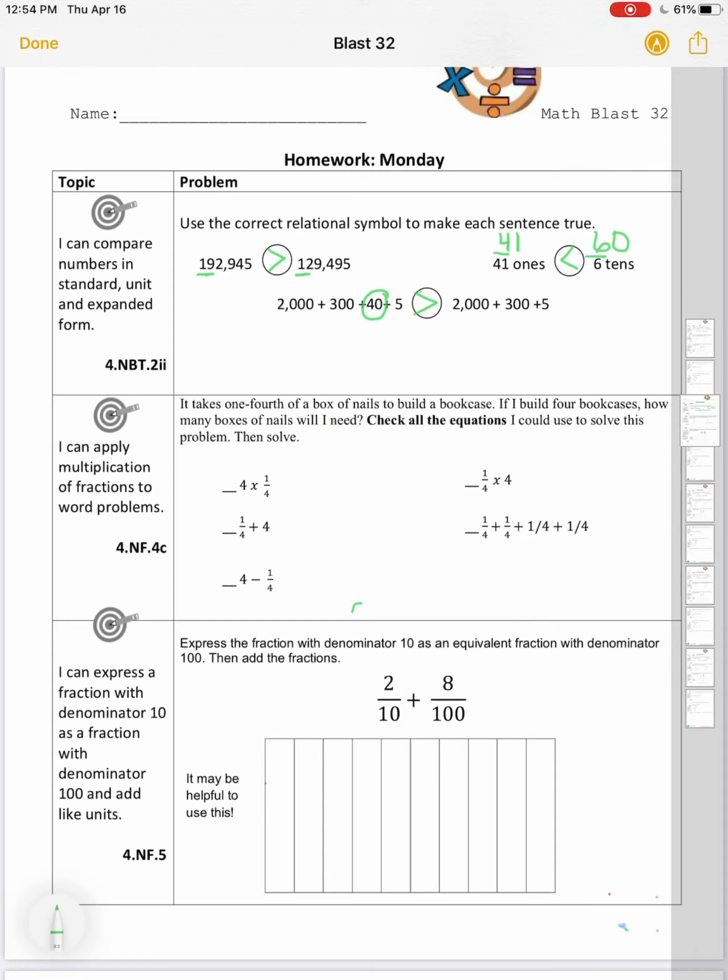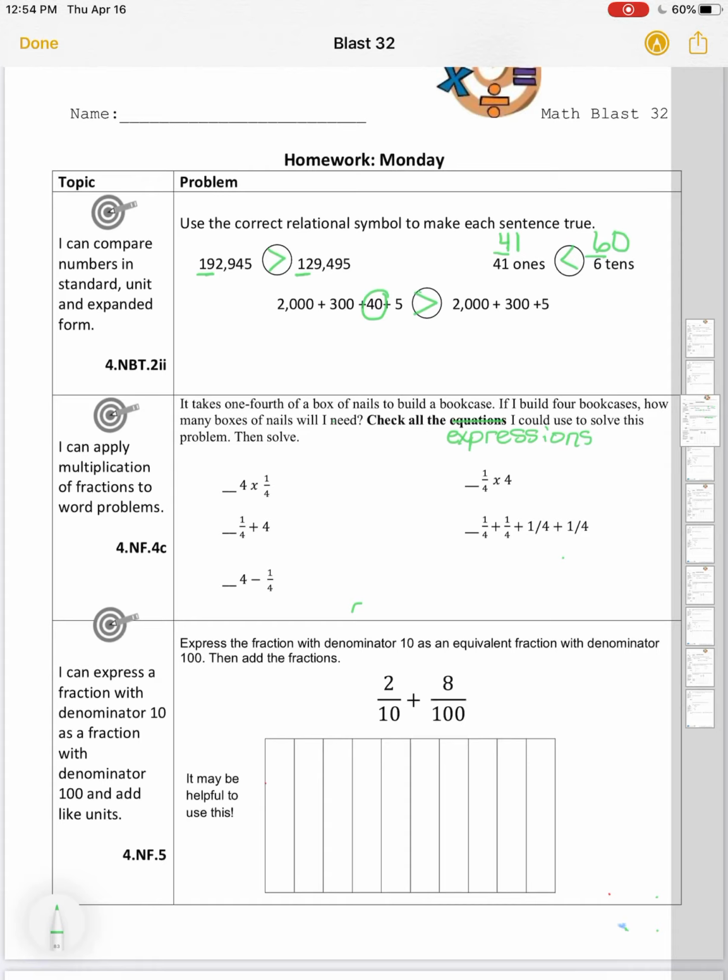I can apply multiplication of fractions to word problems. It takes 1/4 of a box of nails to build a bookcase. If I build 4 bookcases, how many boxes of nails will I need? Check all of this should say expressions because they're not set to be equal to anything yet. So we're going to check all of the expressions I could use to solve this problem.